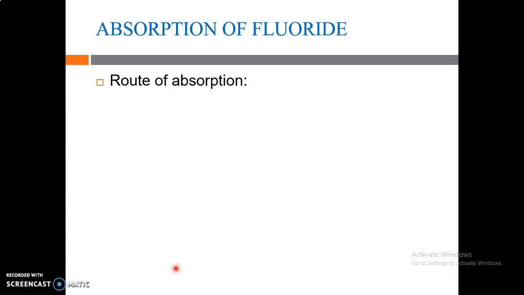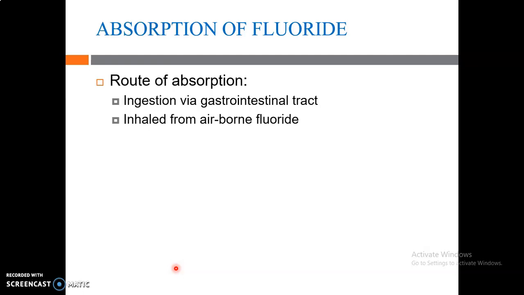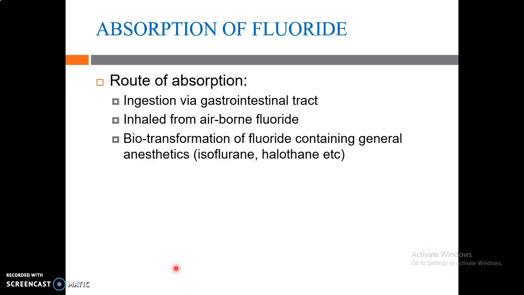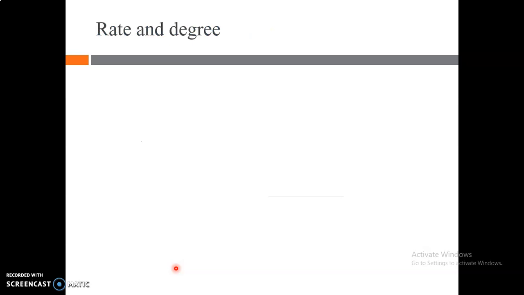Coming to the absorption of fluoride, the route of absorption is mainly through ingestion. Whenever fluoride is ingested, it is absorbed via the gastrointestinal tract, or rarely fluoride can also be inhaled from airborne fluoride, or it can arise from biotransformation. Usually some general anesthetics like isoflurane or halothane can undergo biotransformation and release fluoride. This could be another route of absorption of fluoride.